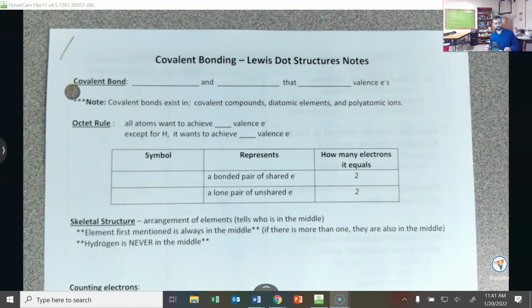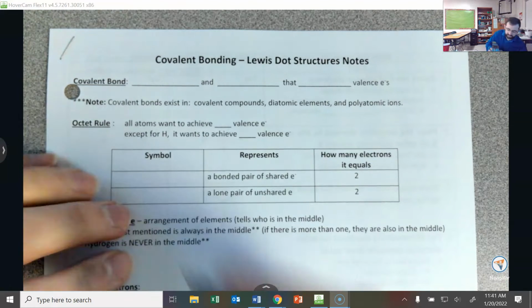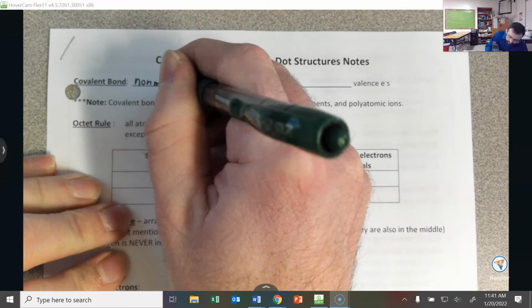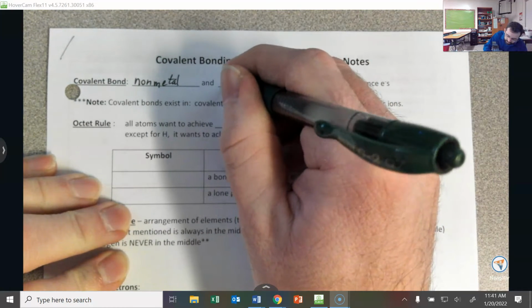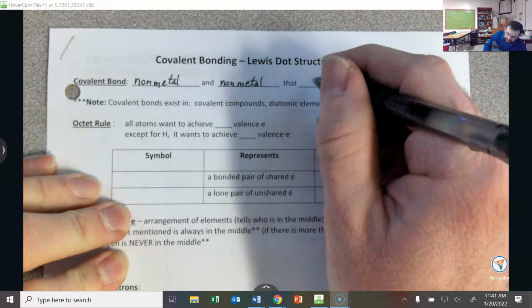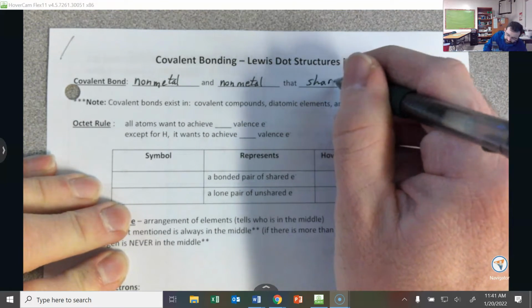So to get started, a little bit of a refresher. Covalent bonds involve a nonmetal and another nonmetal that share valence electrons.